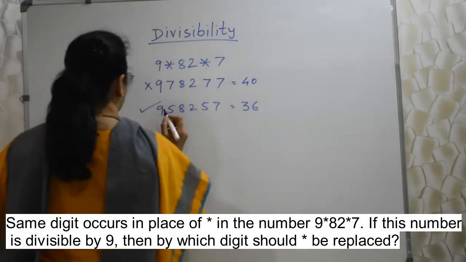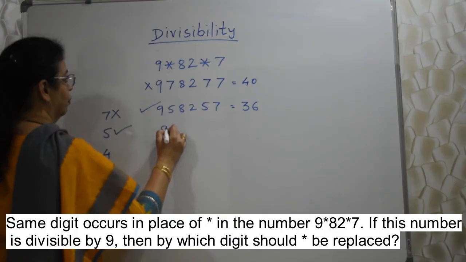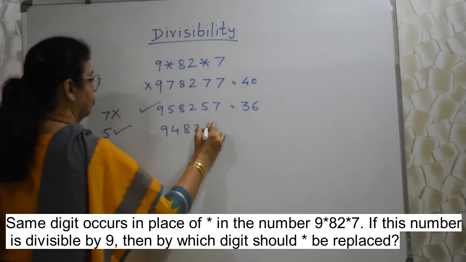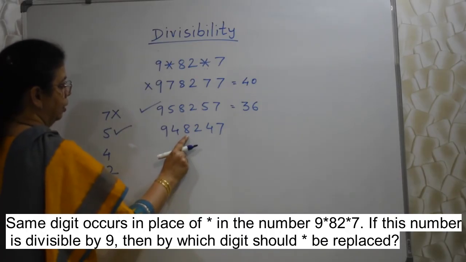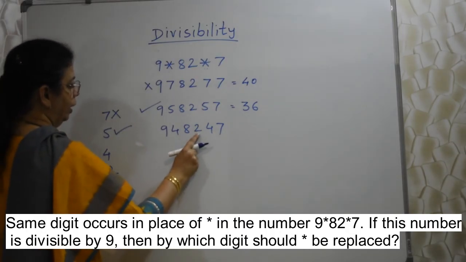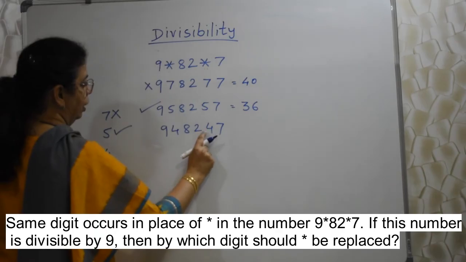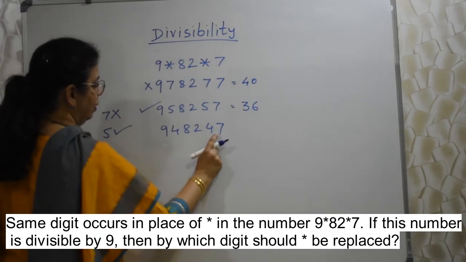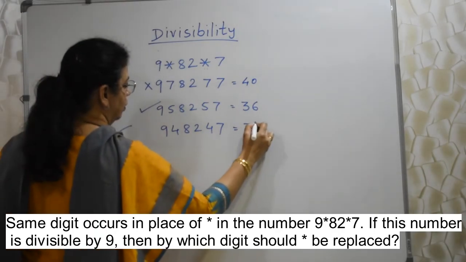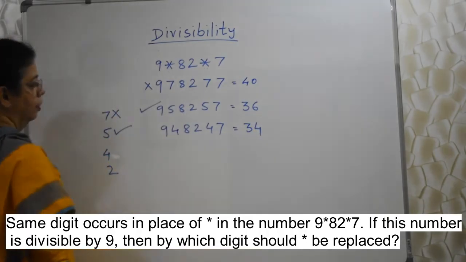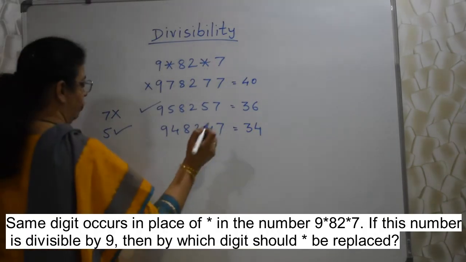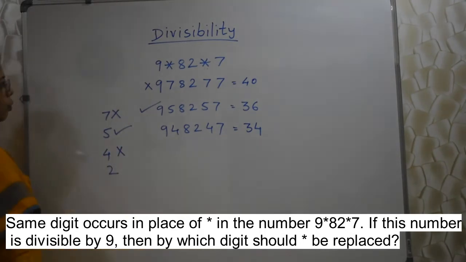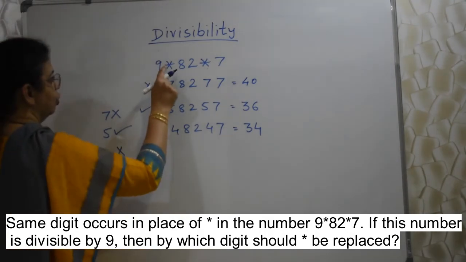Okay? So I am replacing asterisk by 4. Add all. 13 plus 8, 21, 23, 23 plus 4, 27, 27, right? Which is not a multiple of 9. So this option is ruled out. Now we'll try the last option.